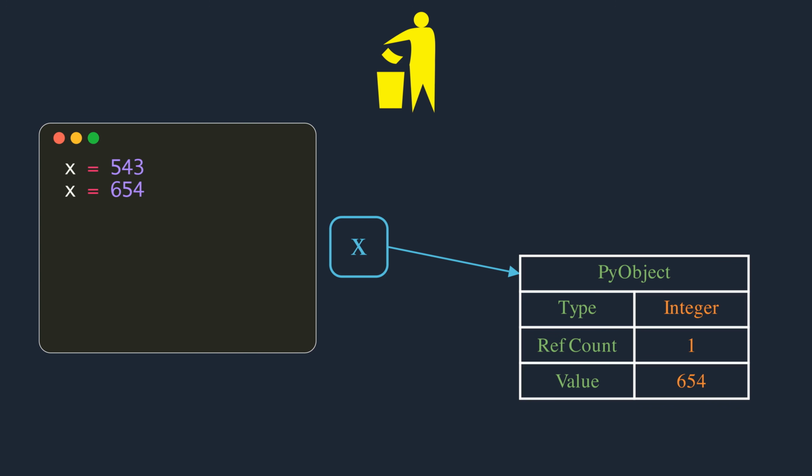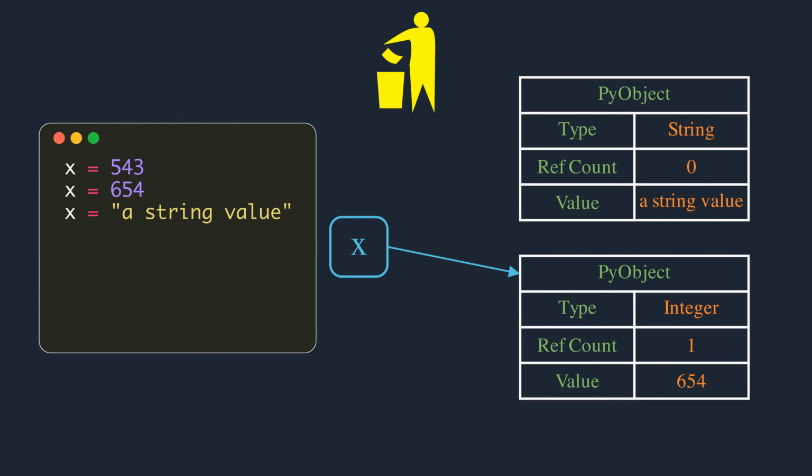Notice that the type information is not associated with the variable. It is stored in the object. You can reuse the same variable name to reference different types like integers, strings, etc. This is why Python is said to be a dynamically typed language. Dynamic typing means that the runtime objects or values have a type, as opposed to static typing, where variables have a type.